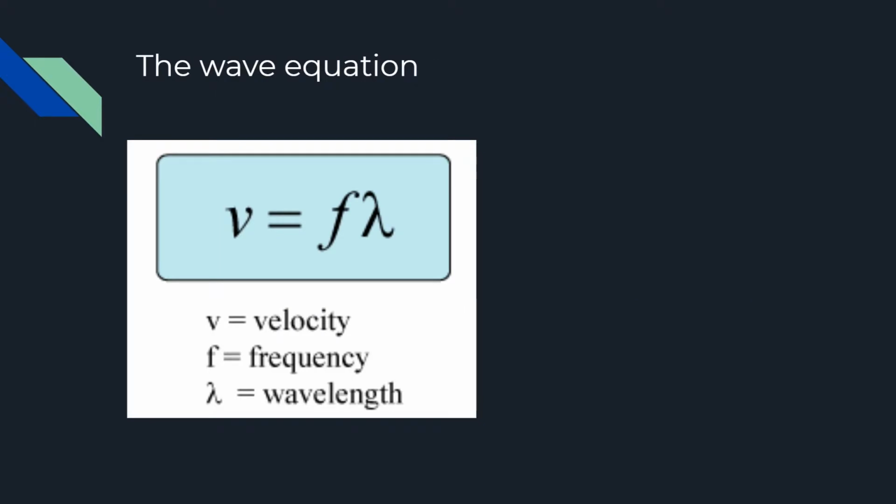The wave equation. So basically you will need this equation for many calculations. V is equal to F lambda, where V is the speed of the wave, F is the frequency of the wave, and lambda is the wavelength.